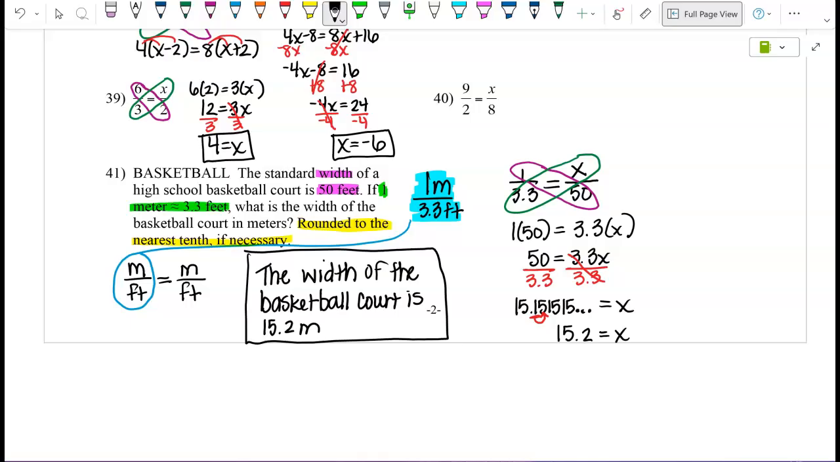Anytime we have a word problem, we need to make sure that we are answering in context of what they're asking. They didn't ask for x. They asked me for the width of the basketball court, so I need to make sure that my answer responds to their question. And yes, it should be in a complete sentence. That is the other part, is we do need to write in complete sentences.